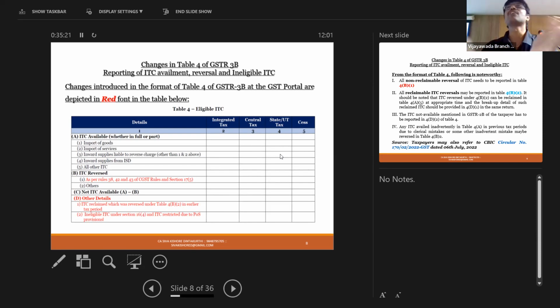Okay. Again, there could be timing differences. What are the timing differences? Which will lead to permanent reversal and temporary reversals, which will again lead to temporary reversal. What I mean to say, what is the timing difference between 2B and the books? Your supplier has already filed. Ma'am, your supplier has already filed. It was already reflected in 2B. Still, you may not be able to take credit because of the timing difference. You only stated the answer: goods not received.